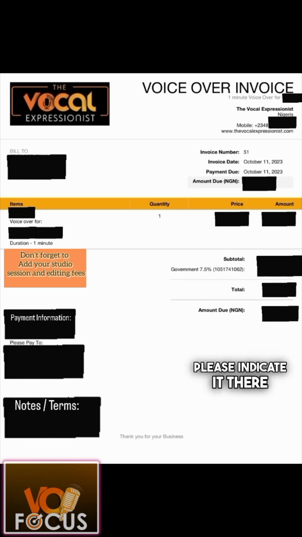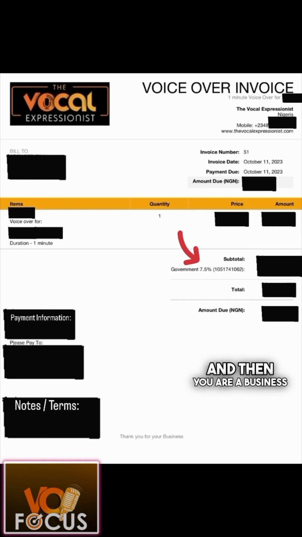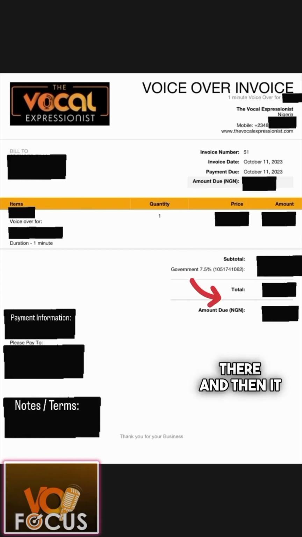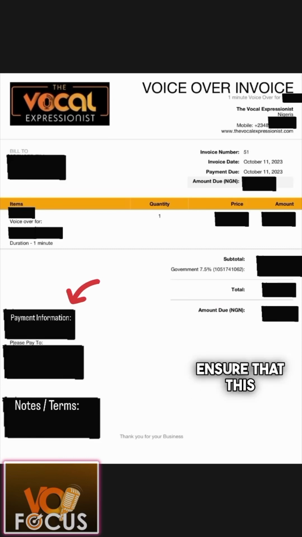How much is the studio charging you per hour, per minute? Please indicate it there. And then you are a business, you are running a business as an artist. Ensure you include your 7.5% VAT. In Nigeria it is 7.5%. So put in your government tax there, and then it provides the total amount due. So next, you put in your payment information. Ensure that this information is correct to avoid a failed or delayed payment. So put in your bank name and bank account number.